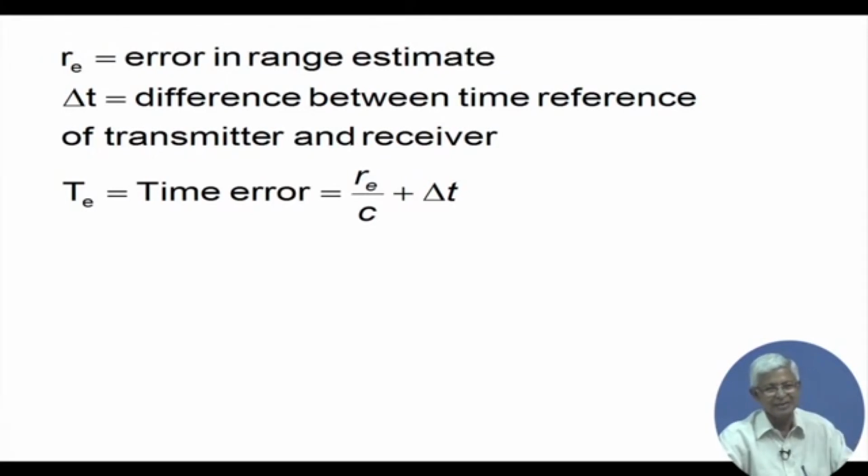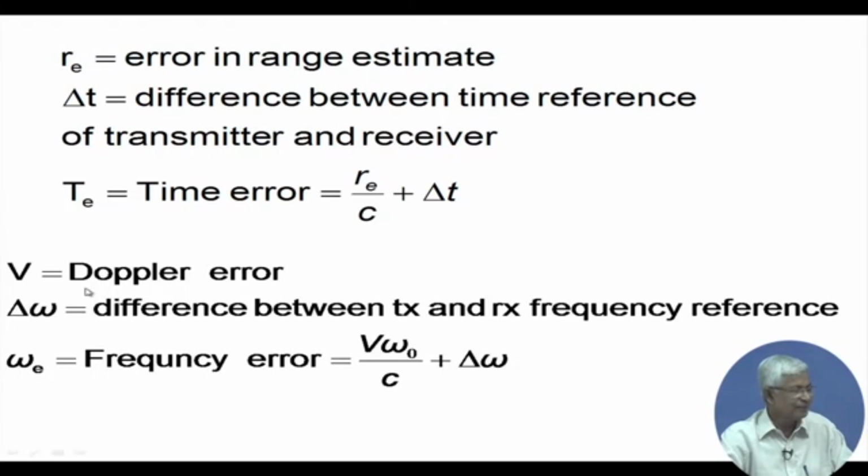Since they are physically separate, they may have a time mark, a time epoch, at different times at the transmitter and receiver. So that is the difference between time references. So the time error Te is RE by c, that is range error divided by velocity, plus delta t. Delta t is the difference. Similarly, it can be done for the frequency. So v is the Doppler error, and delta omega is the difference between the transmit and receive frequency references.